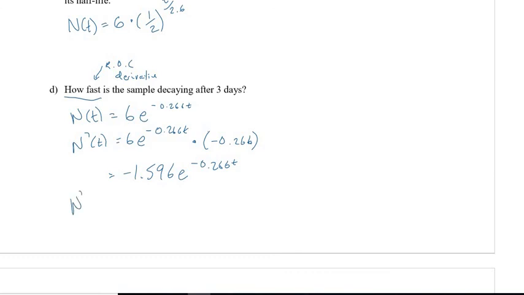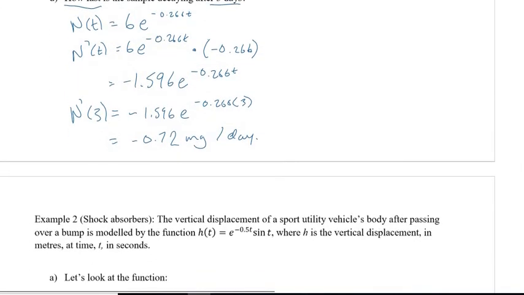And lastly, we said we want how quickly it's going after 3 days. So we want the derivative at t equals 3. That's going to be negative 1.596 e to the negative 0.266 times 3. You can plug that into your calculator, and it becomes about negative 0.72 milligrams per day. So after 3 days, there's about 0.72 milligrams leaving the person's bloodstream each day, and that's going to go down as time passes.